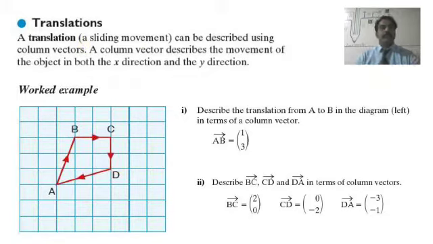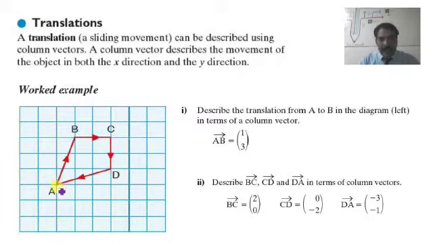Let us see one worked example here. On this graph paper, we can see that vector AB, vector BC, vector CD and vector AD are given. Students, let us try to understand the translation from point A to point B. You can see that the vector is moving from point A to point B in the upward direction. Whenever we are calculating column vector, always move on x axis first and then on y axis.